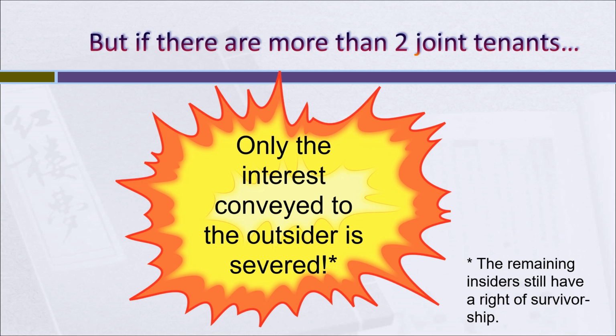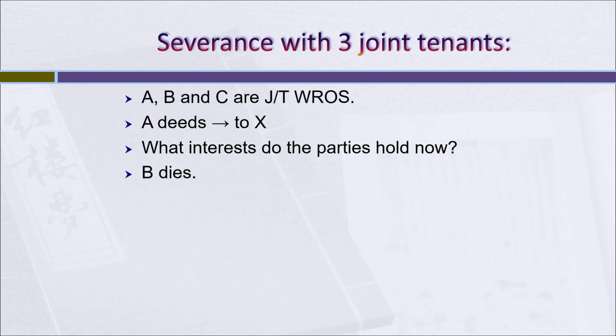So the first thing to realize is that only the interest that's conveyed to the outsider is severed. The remaining insiders still have a right of survivorship among themselves. Let's take a look at an example of that. Let's suppose A, B, and C are joint tenants with right of survivorship, and A makes a deed to X. What interest do the parties hold now?